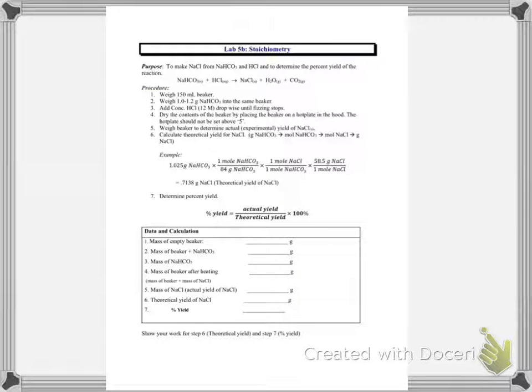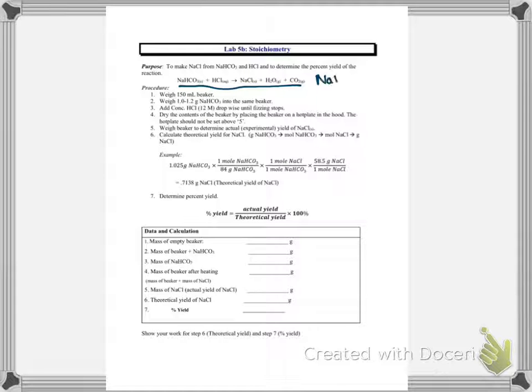This is lab 5b, stoichiometry. In lab 5a, you learned different types of reactions: combination, decomposition, single and double replacement. This is another example of a double replacement reaction.